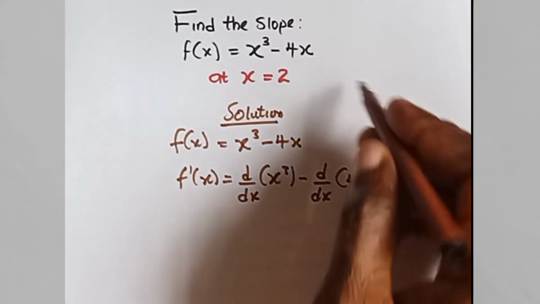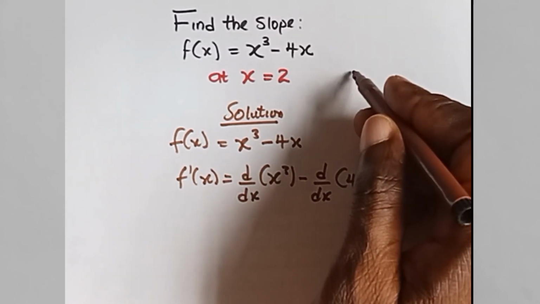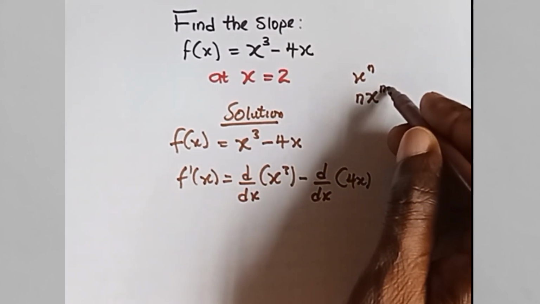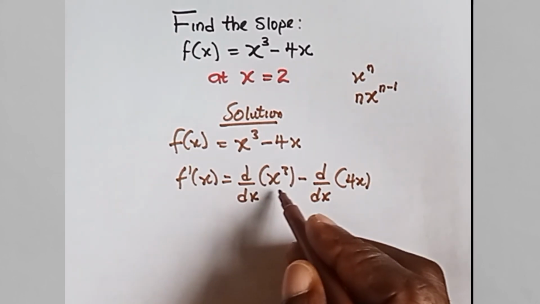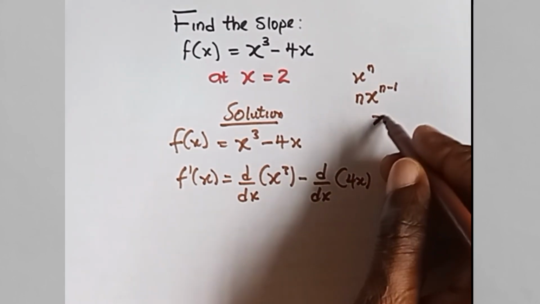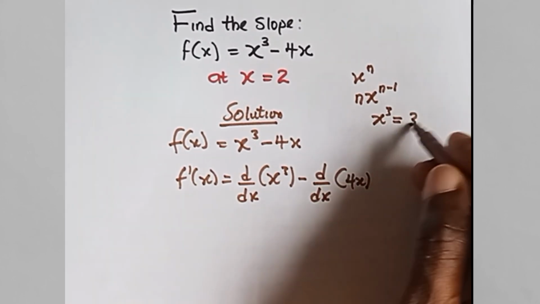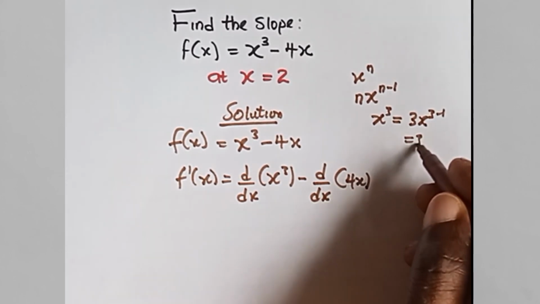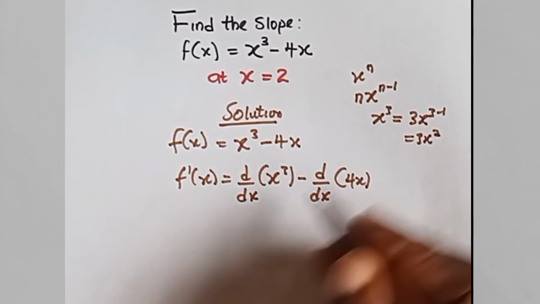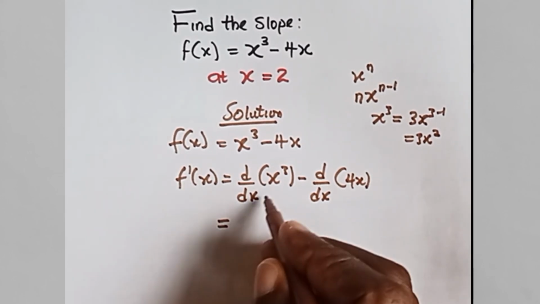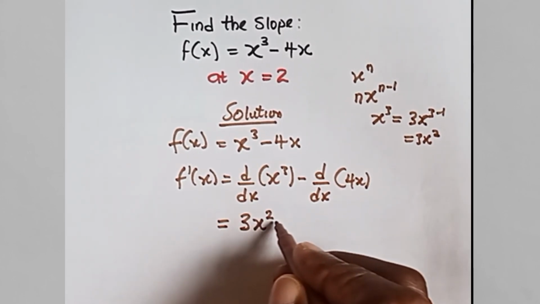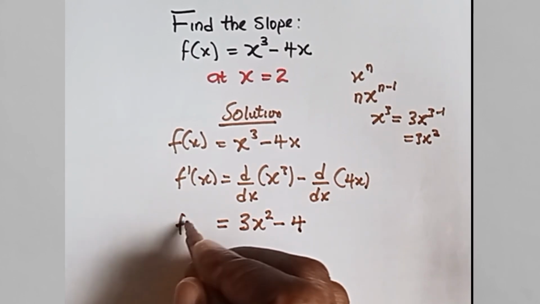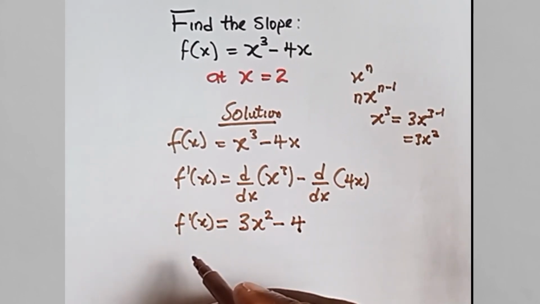This is what we have: x^3 - 4x. To differentiate, don't forget the formula. If we have x^n, then it becomes nx^(n-1). To differentiate x^3, we have 3x^(3-1), and what does that give? It gives 3x^2. So this is 3x^2 minus, if you differentiate this, it's going to give us 4. Now this is what we have got.